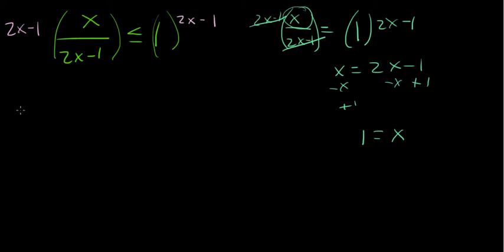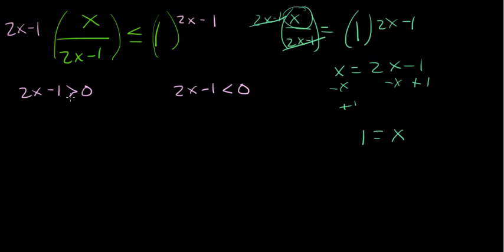The problem is, I don't know if 2x minus 1 is greater than 0 or less than 0. Because you see, if it's greater than 0, then I can just continue just like I did over here, and I'm all set. If it's less than 0, I have to reverse the sign because of my negative rule. Well, since I don't know what x is, I don't know if 2x minus 1 is greater than 0 or less than 0. So let's work it out two different ways.